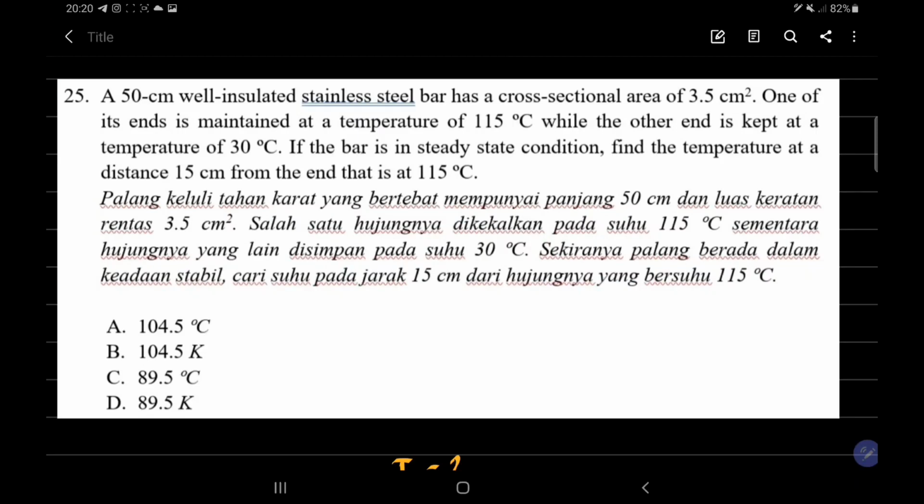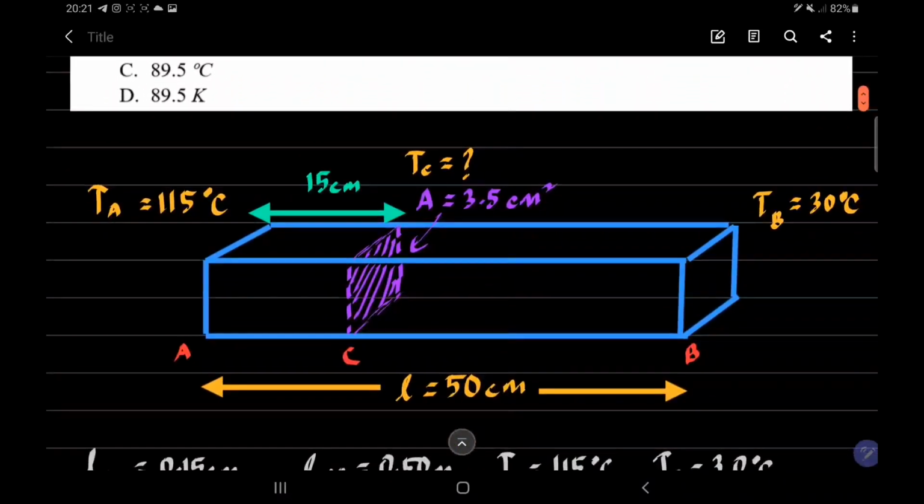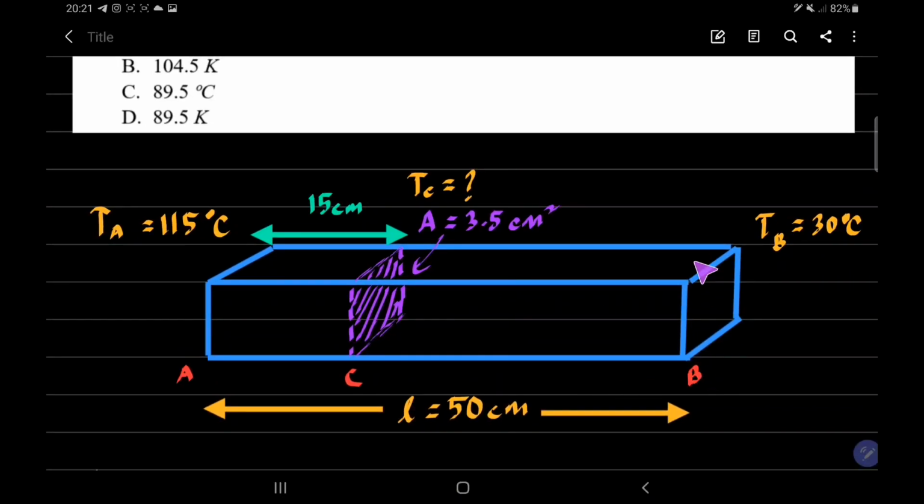As usual, I think we need to sketch a simple diagram to understand the question very well. So what do we have? This is the metal. The temperatures at both ends are given as 115 and 30 degrees Celsius. They ask you to find the temperature at 15 centimeter from the 115 degrees Celsius area. So at this position, they ask you to find T. For this, I label A for the 115 degrees Celsius area, B for the 30 degrees Celsius area, and C for the temperature asked in the question. The total length of the metal is 50 centimeter and the cross-sectional area given is 3.5 centimeter squared. So this is the way we understand the question. Normally we just sketch a simple diagram to understand the question.